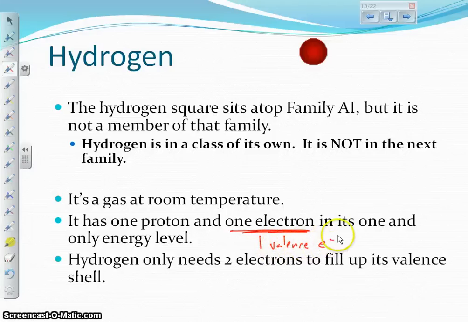Valence electron. Okay, and hydrogen is kind of cool because it only needs 2 electrons to fill up its valence shell. So all hydrogen really wants to do is gain 1 electron. Okay, and it'll generally do that through bonding in covalent bonds, which we'll talk about later.